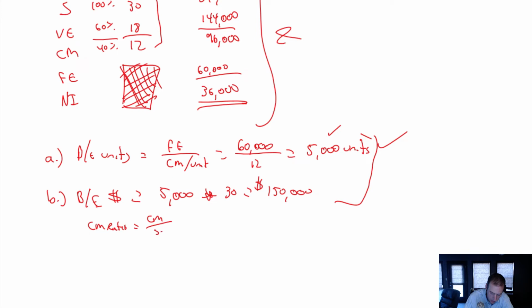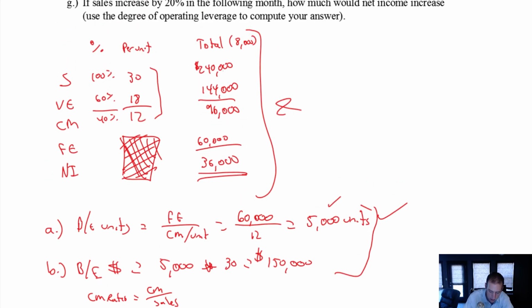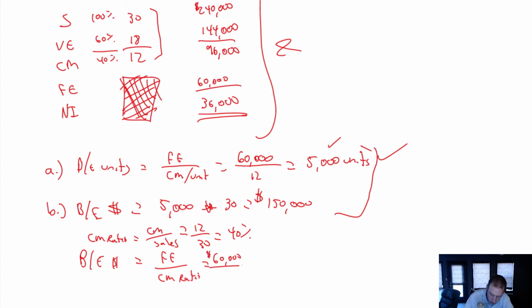is CM divided by sales. Now, it can either be per unit or in total, 96 divided by 240 or 12 divided by 30. We just did 12 divided by 30. It's 0.4 or 40%. Okay, so there's our CM ratio. So break-even dollars equals fixed expenses divided by CM ratio. We know our fixed expenses. They're $60,000. We now know our CM ratio is 40% or 0.4.